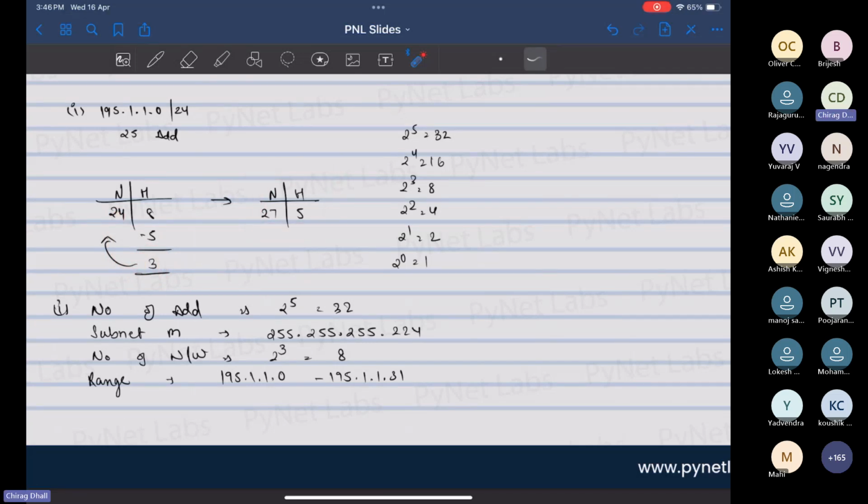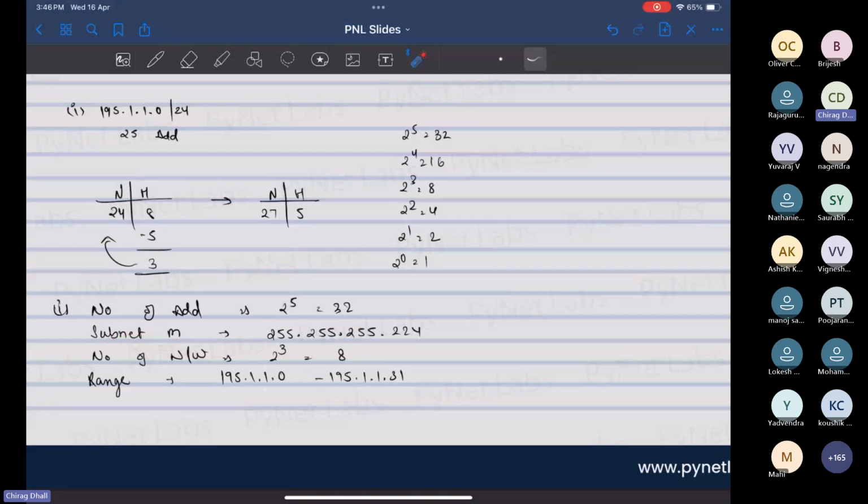The number of addresses can be calculated by 2 raised to the power host bits. So in the new redistribution, the number of host bits is 5. So 2 raised to the power 5 is 32. 32 addresses will be there.